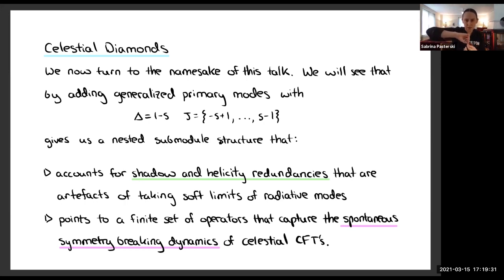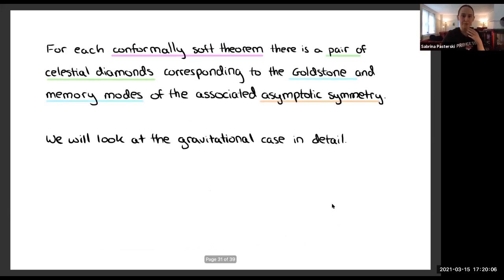But for the ones where there's this asymptotic symmetry interpretation, I'm going to advocate that I really want to add another mode back in at the top of the diamond that I was showing, from the point of view of the representation theory of SL2C. Those modes are then going to take into account the shadow and helicity redundancies, plugging this a bit. And they also correspond to the set of operators that you would add that would capture the spontaneous symmetry breaking dynamics of celestial CFTs. There are a couple of examples where we know what they are, and you can check that it works. And there are some where it connects to other interesting literature that's going on.